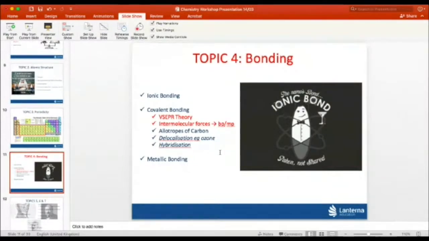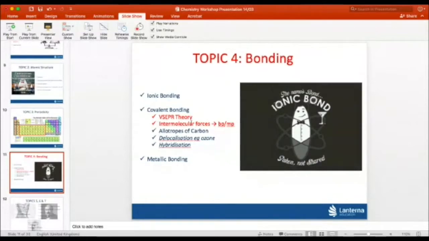So you really, really, really need to be comfortable drawing Lewis structures. Remember, you've always got to put in the electrons, you've got to put in the charges. Remember, most atoms just want to form a full shell with 8 electrons. So I really recommend that.